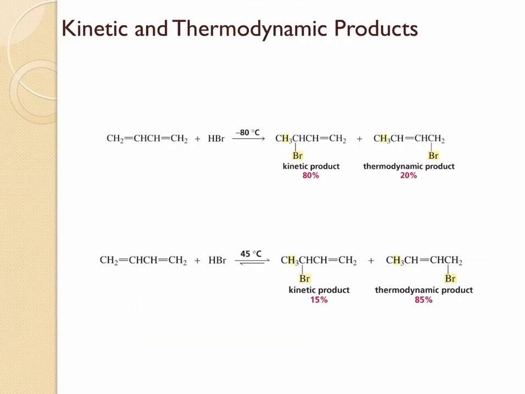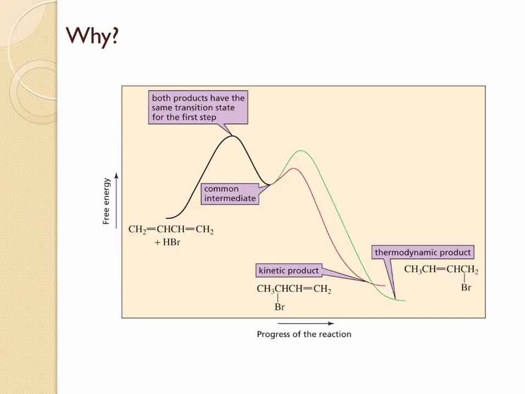For example, here are two different reactions, and both have exactly the same reactants to start with, and even the electrophilic reagents are exactly the same. When the reaction is conducted at minus 80 degrees Celsius, the kinetic product predominates, whereas at a comparatively high temperature of 45 degrees Celsius, the thermodynamic product predominates. Why is the kinetic product favored at low temperature and the thermodynamic product at high temperature? Let's use the reaction coordinate diagram to see why different products predominate under different reaction conditions.